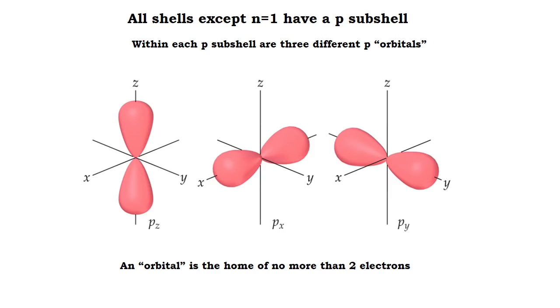One is aligned along the z-axis, and so that would be called p sub z. The one in the middle is aligned along the x-axis, and that's called p sub x. And the other one is aligned along the y-axis, and that one's called p sub y. And you can see that it's kind of this weird dumbbell shape, and we call those two ends of the dumbbell the 2 lobes. And so basically they represent the area where an electron may be found.